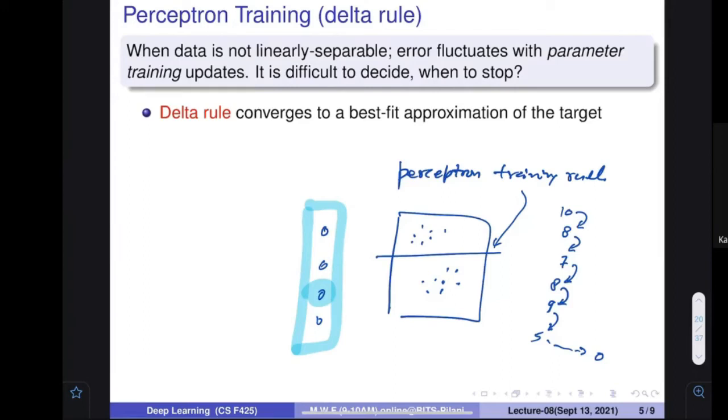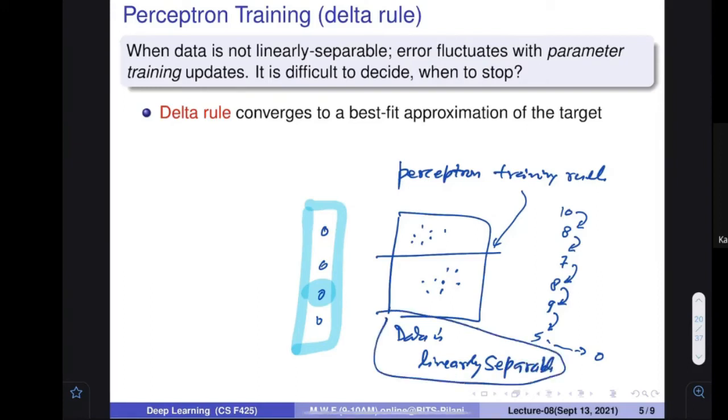There is a specific issue with these kinds of learning methods, and the issue is this. The first issue is that we started with the assumption that data is linearly separable, but actually this is not the case. Most of the time data is not linearly separable. So when this assumption is not there, what is the problem?